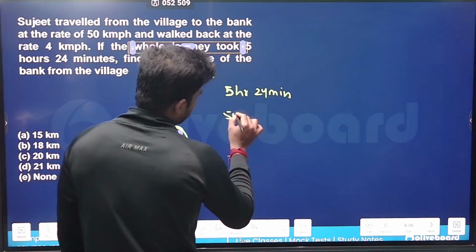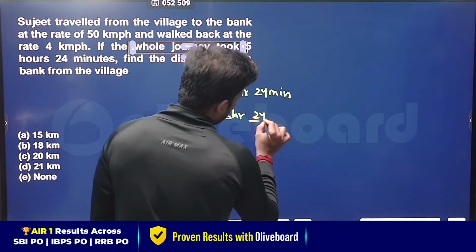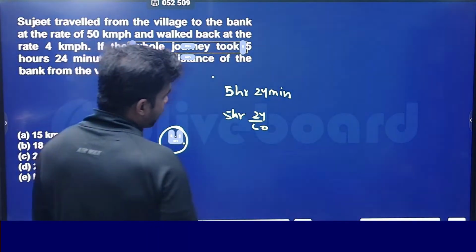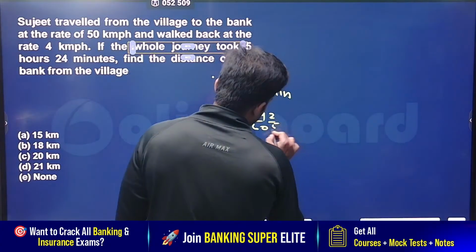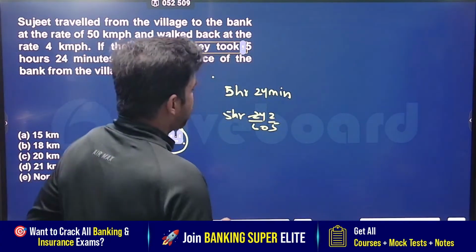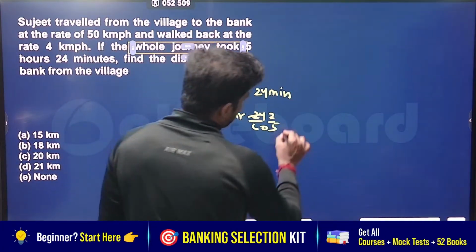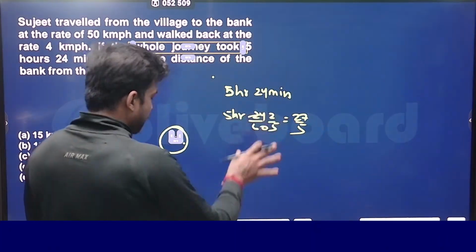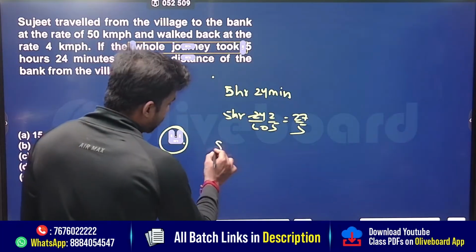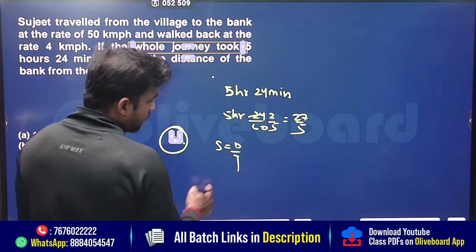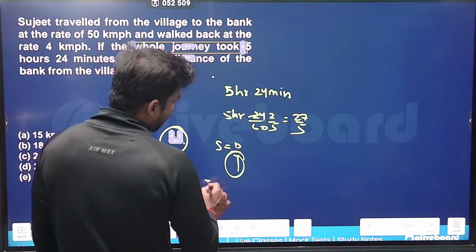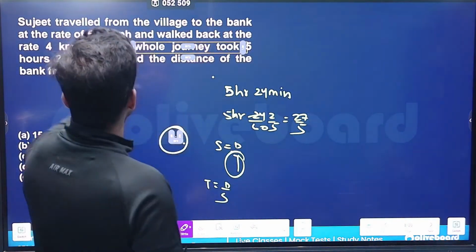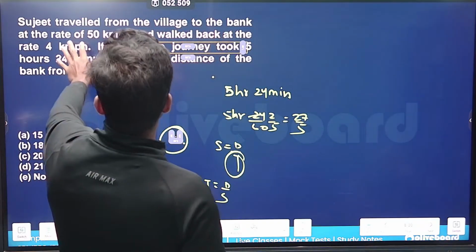So 5 hours, 24 by 60. 5 plus 24 by 60. Is this clear? Now this will become 2 by 5. Now 5 plus 2 by 5, 25 plus 2, 27 by 5. Is it right? Total time is 27 by 5. Now, if you get total time, everybody, try to understand that speed equals distance by time. So time would be distance by speed. Now already they are saying in the question that Sujit traveled from the village to the bank at the rate of 50.